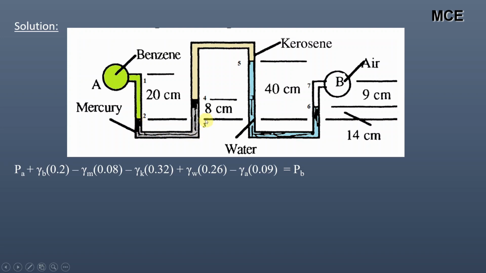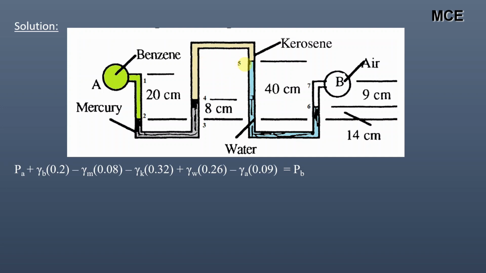From point 2 to point 3, this portion will be again ignored as pressure in the left and the right limbs will be balanced. So we will be measuring pressure from point 3 to point 4, and it will be negative since we are moving in the upward direction. The liquid in this portion is mercury, so it will be minus gamma M into 0.08. From point 4 to point 5, the liquid is kerosene and we are moving in upward direction, so it will be minus gamma K into 0.32.